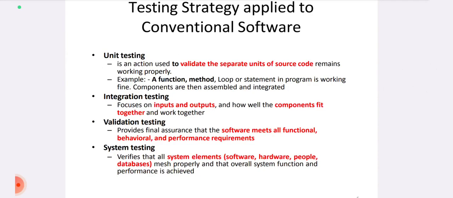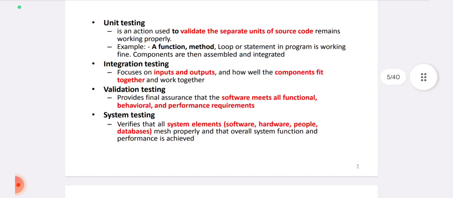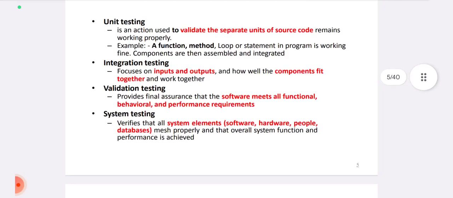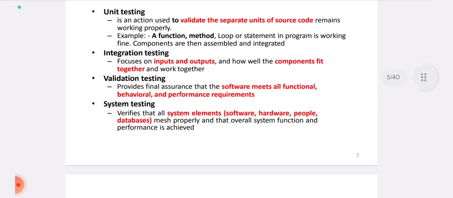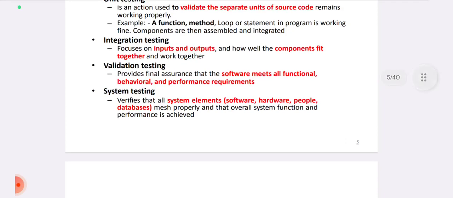The same thing is explained further here. In unit testing, we are validating separate units of the source code. For example, the functions we use, the data variables we have used, and the conditions used in loops, everything will be tested. In integration testing, how the components fit and work together will be tested. One unit will work with another unit, so the dependent units will be tested in integration testing.